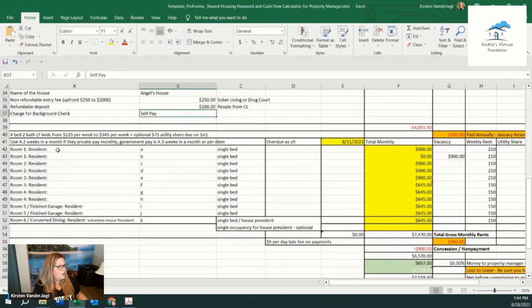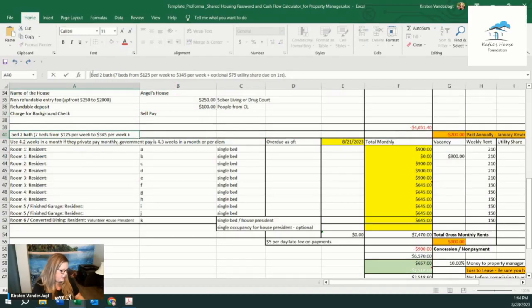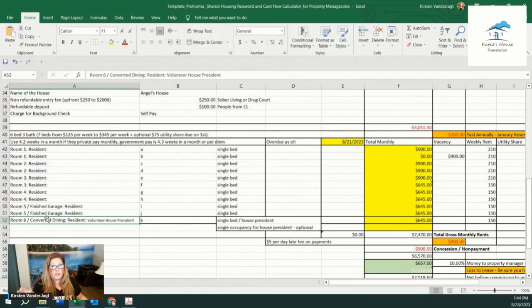So, okay, line number 40, we're going to put the number of bedrooms and baths. So for this example, we're using a 6-bed, pre-bath. We're going to say that the house manager or the house president, which we're going to get into the differences and the backups and kind of how to go through that in a different episode, or a different class, I should say. So room number 6 or space number 6, maybe it's a converted dining room. That we're going to call the volunteer house president.